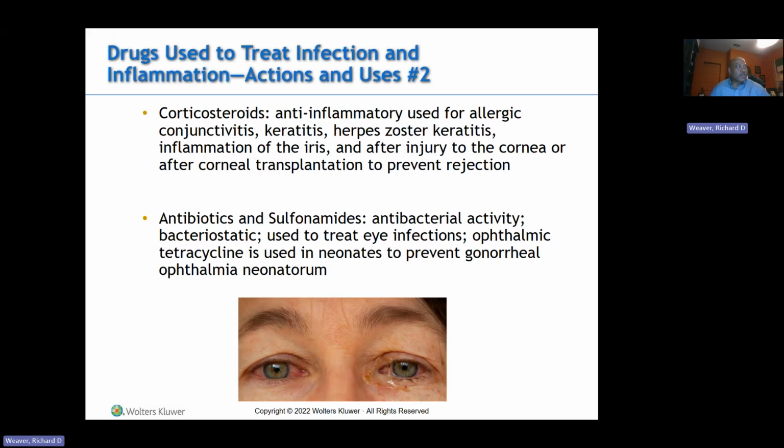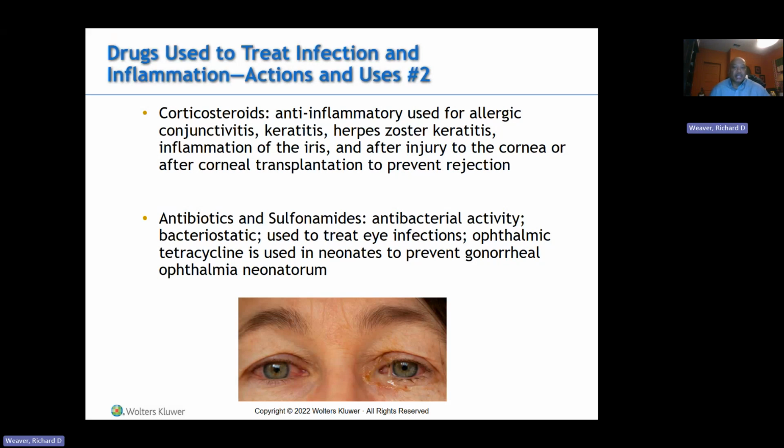So corticosteroids are another drug class that possess anti-inflammatory actions, and they're used for inflammatory conditions such as your allergic conjunctivitis, your keratitis, herpes zoster keratitis, and also inflammation of the iris. So corticosteroids also may be used after injury to the cornea or after corneal transplantation in order to prevent rejection.